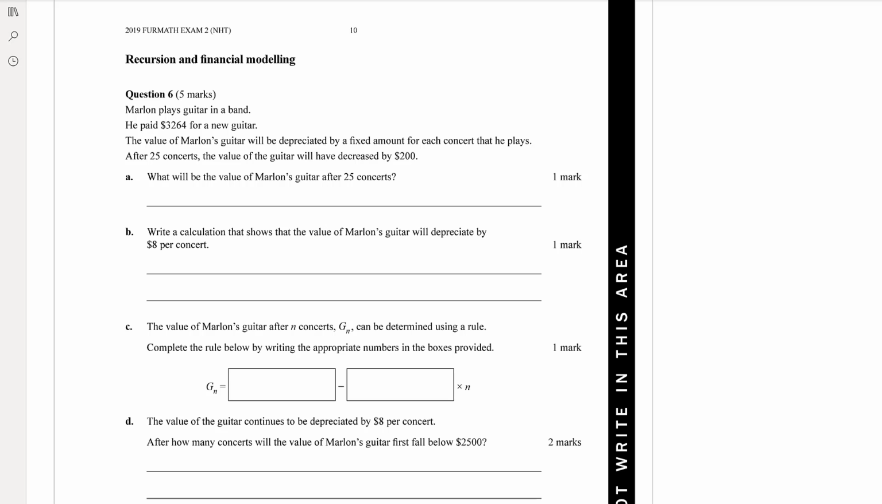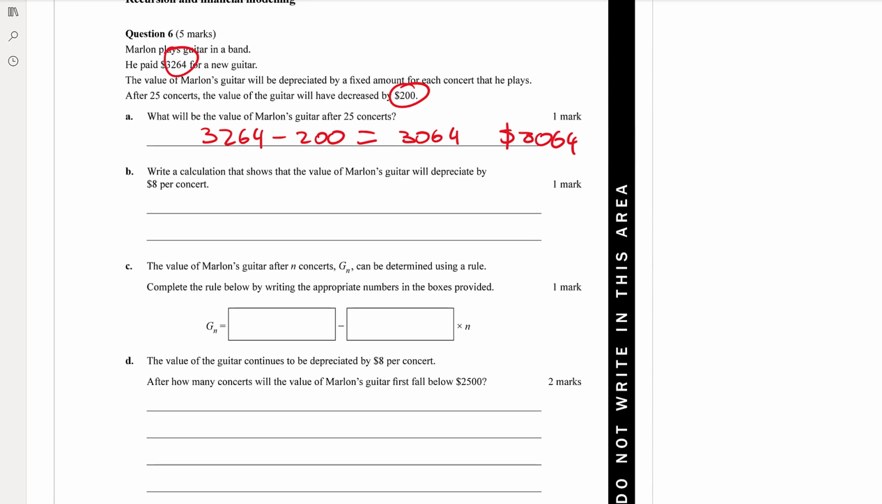Well, this is a fairly easy question, in the sense that it started off at 3264, as pointed out here. And after 25 concerts, it's decreased by $200. So it's just minus $200. And so what your answer is going to be is 3064. So you'd write something along the lines of $3064. That one is sort of an easy starter part to the question.